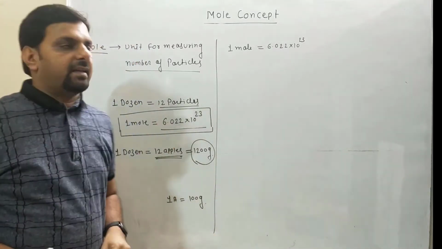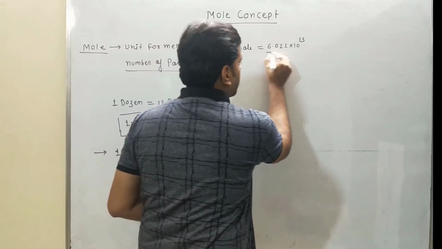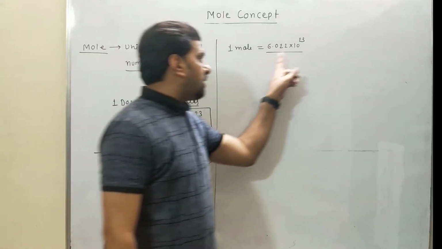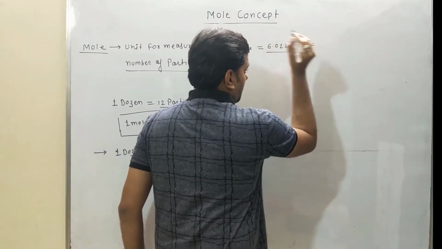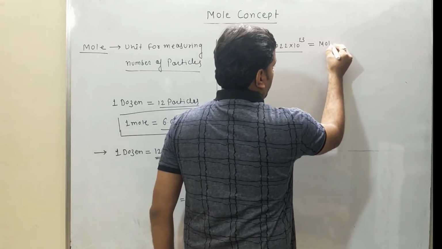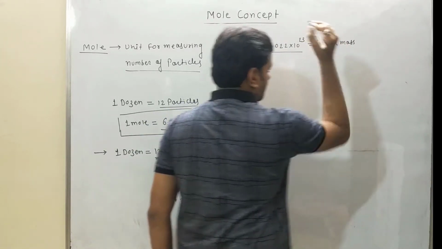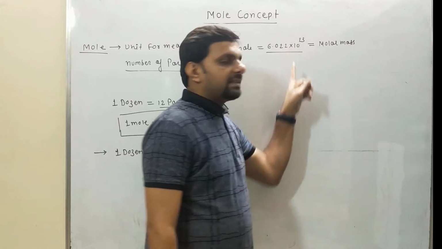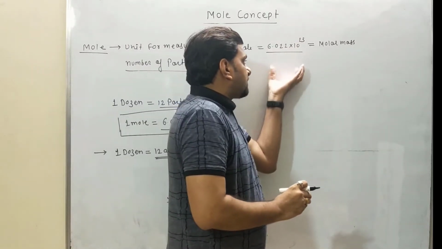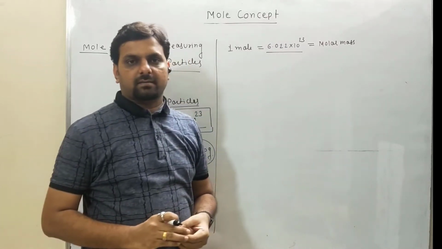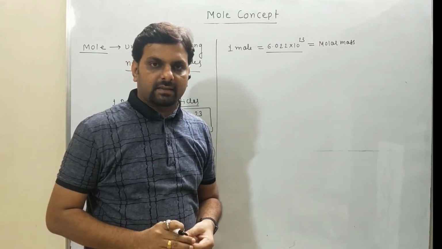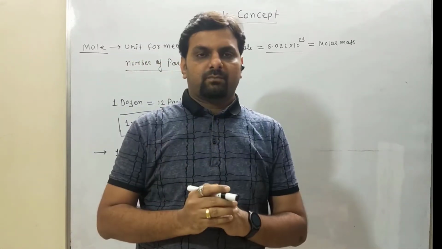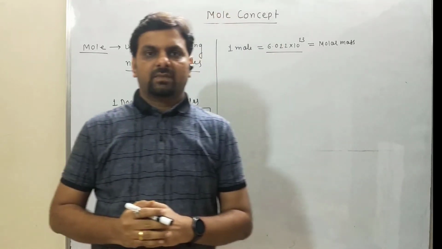Similarly, 1 mole equals 6.022 into 10 raised to 23 particles or units, and the mass of these particles would be equal to their molar mass. Is it clear? Okay.